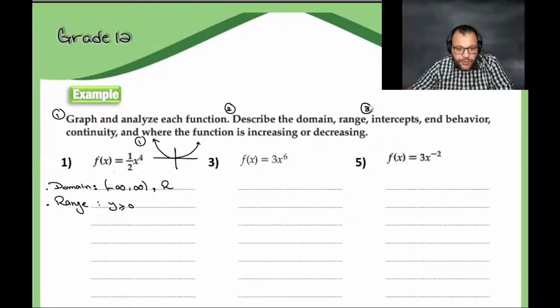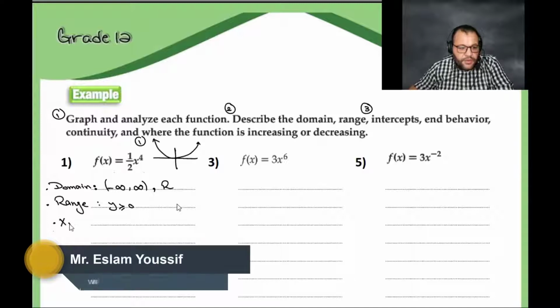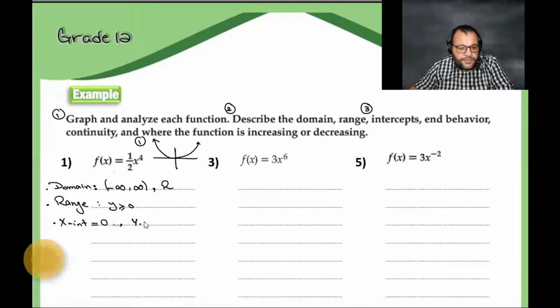Number 3, we need to find the intercept. So I need to find the x-intercept. 0. Where the graph intersects the x-axis. It intersects the x-axis at the point 0. And the y-intercept? 0. Also at 0. Okay. So the end behavior.